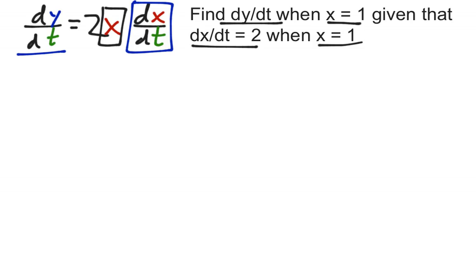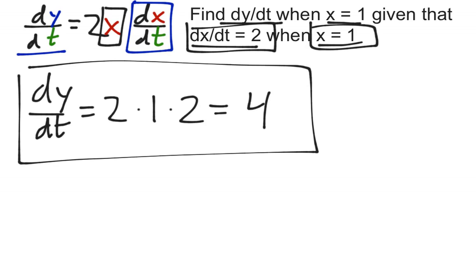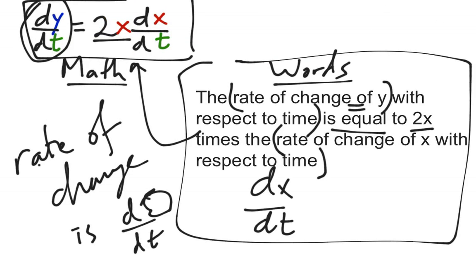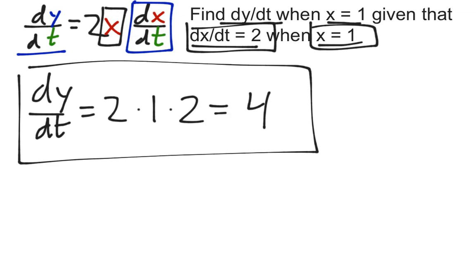Great. So at this point, it's really easy. We just plug in the information. So we have dy/dt equals 2, x is 1, because it tells us that, and dx/dt equals 2, because it tells us that. So dy/dt is 4. And really, that's the answer to this problem. It took a while because I wanted to explain what all of it meant in terms of words in English, but this problem is algebraically and calculusally simple. So yeah, there you go.